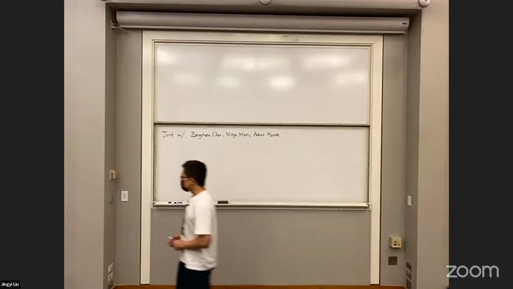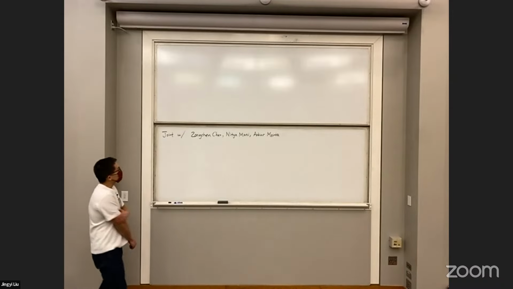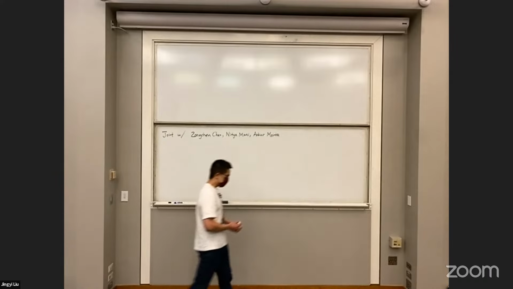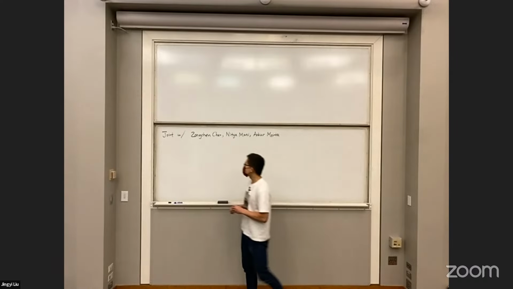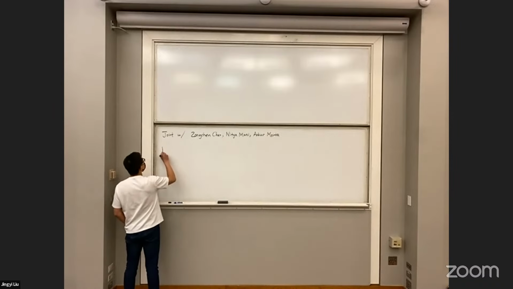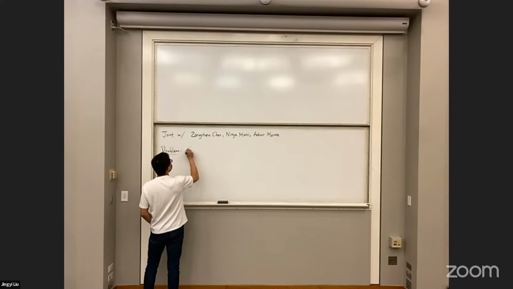Okay. So today I want to tell you about joint work with Zongchen Chen, Nitya Mani, and Ankur Moitra on a problem that is very near and dear to my heart. And that's the problem of sampling or counting graph colorings. So I have a graph G.